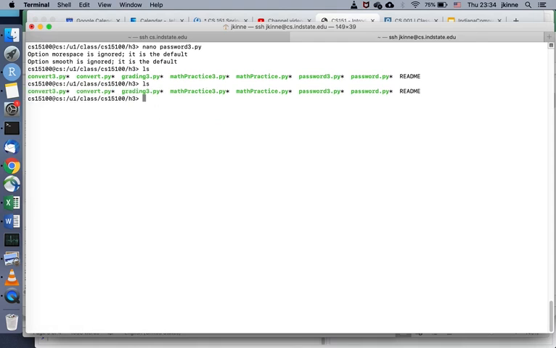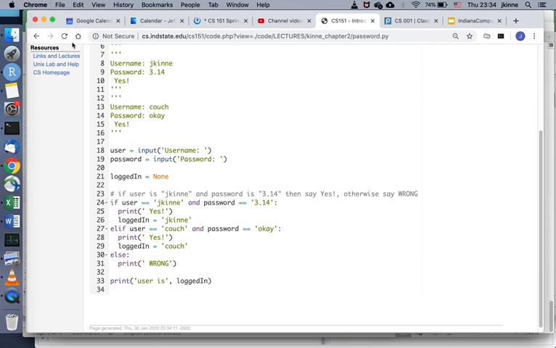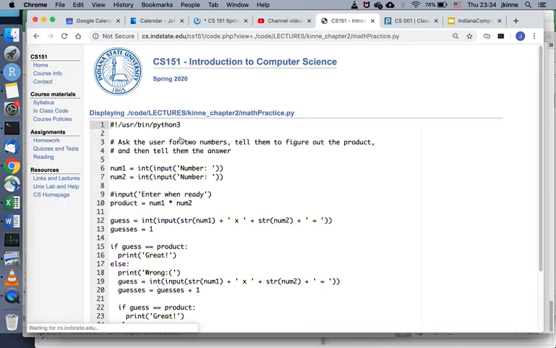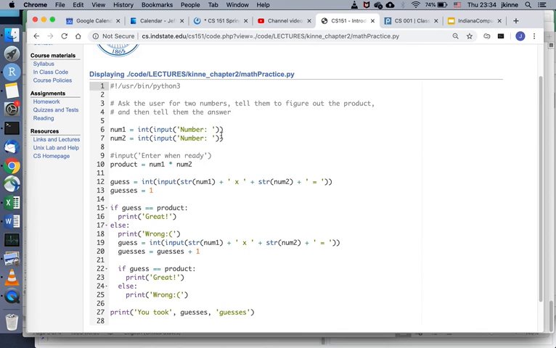Let's take a look at one of the other files, math practice. Let's run that. Okay, so this was asking to multiply numbers and using the if to test if it's correct or not. We can look at the code over here. Okay, so we input two numbers, we multiply the numbers, and then the if, which is the new thing that we're doing in this assignment, the if was checking the result.